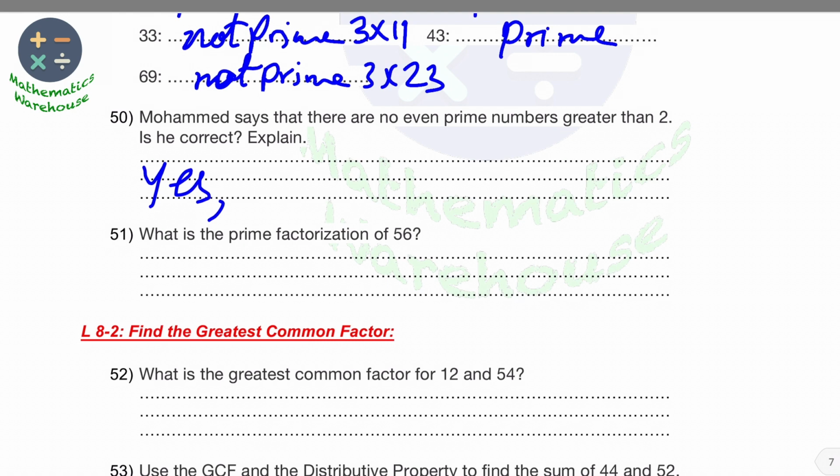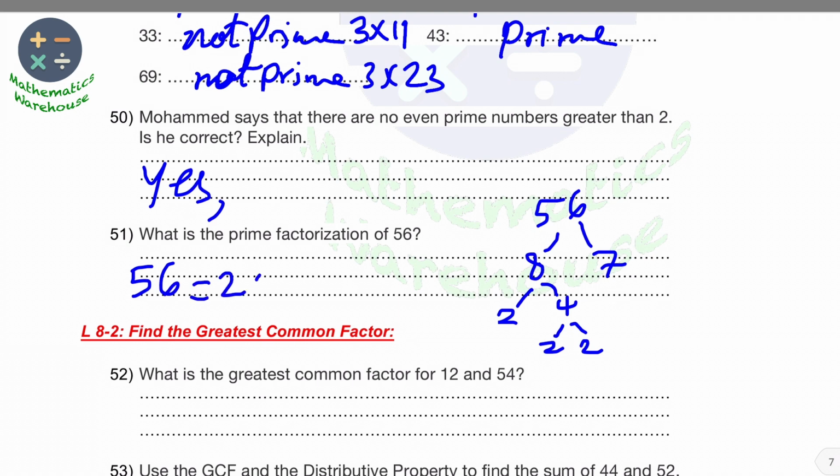Next question, write the prime factorization of 56. As we know, 56 is 8 times 7. 7 is prime, but 8 is not. 8, we can write it as 2 times 4, and 4 is 2 times 2. So we can say 56 equals 2 times 2 times 2 times 7, or we can say 2 power 3 times 7.